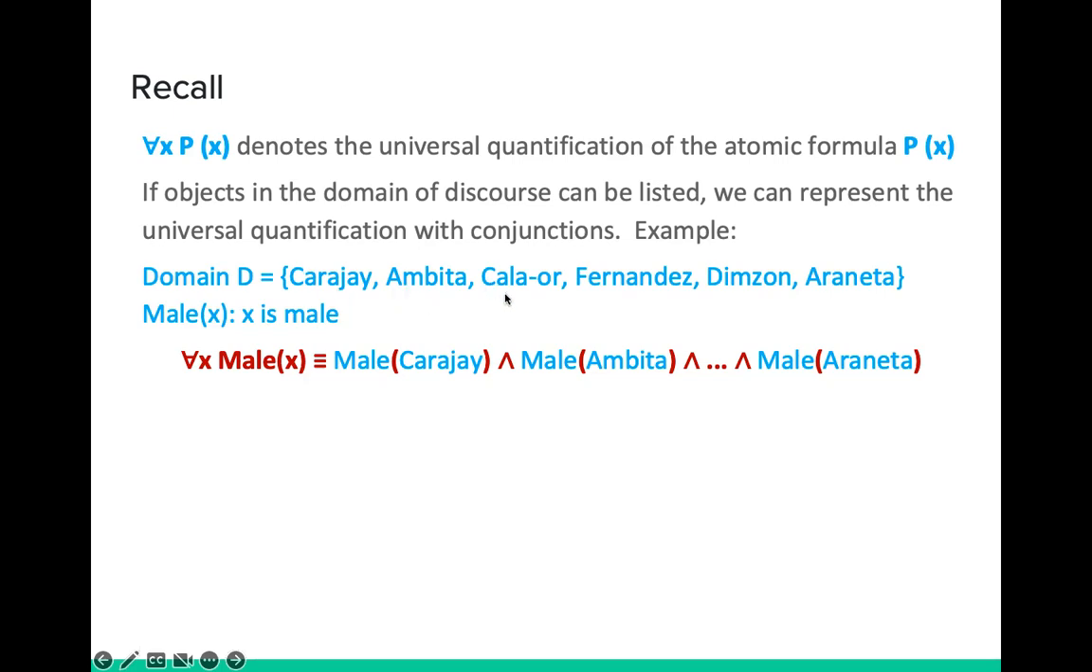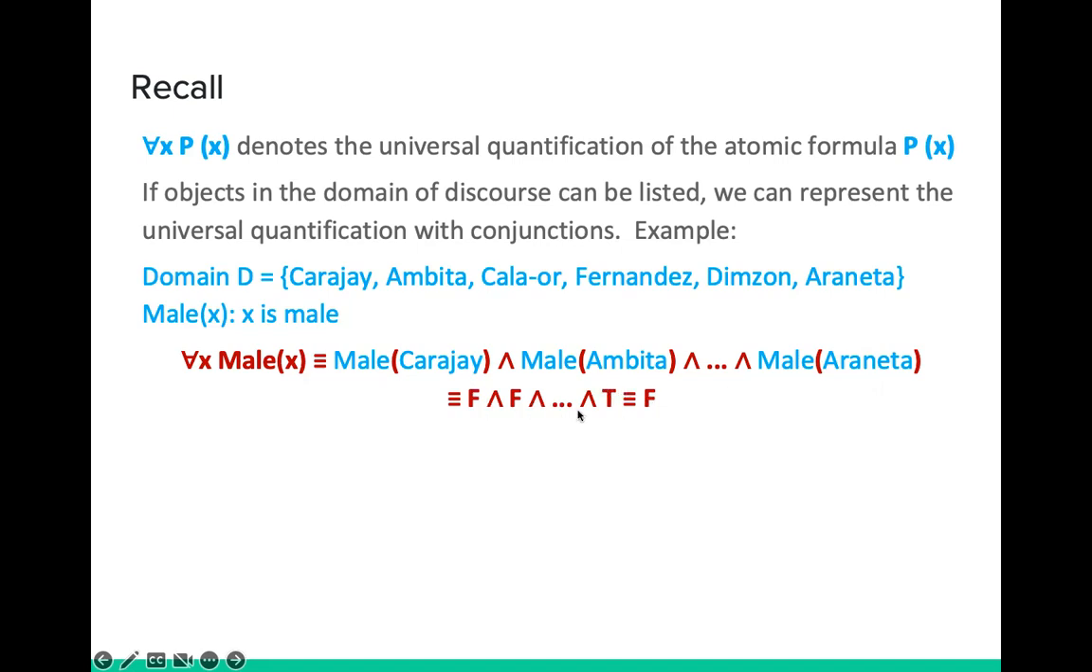plug in each element of the domain into the predicate male of x and connect them with the and connective, or the conjunction. Then for each predicate, we can obtain a truth value. And this whole expression results to false. Why? Because some of the faculty members are not male, like Ma'am Almi or me and Ma'am Christy, it will result to false. And while the other members are true.